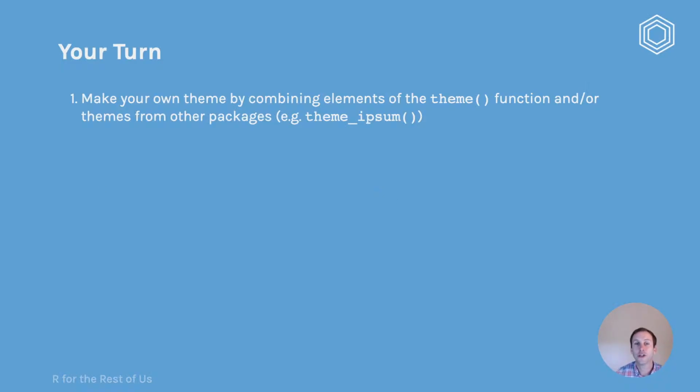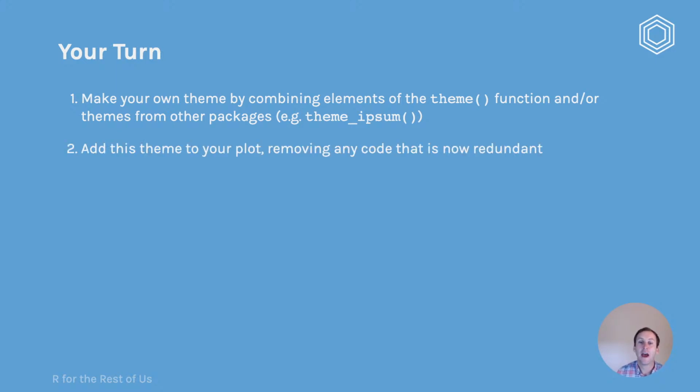All right, for your turn, I want you to make your own theme by combining elements of the theme function and/or themes from other packages, theme ipsum, for example, which is what I did. And then I want you to add this theme function to your plot, removing any code that is now redundant.